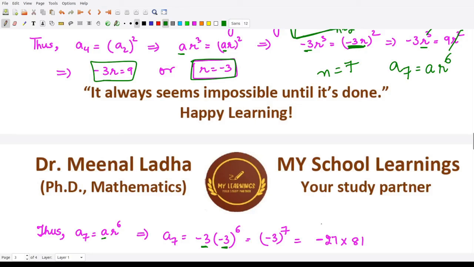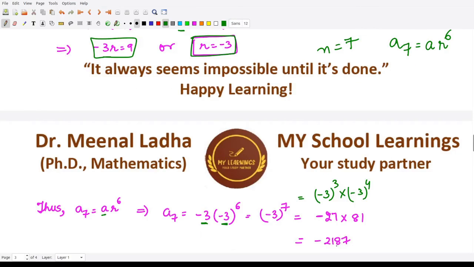So you can break it down into 2 parts. Minus 3 raised to power 3 into minus 3 raised to power 4. Minus 3 raised to power 3 is minus 27. Minus 3 raised to power 4 is 81. So multiplying them, you would have your answer as minus 2187. Correct? So this is your answer.